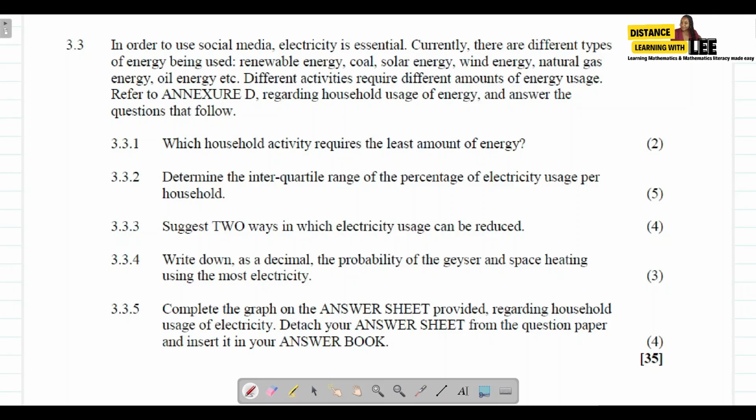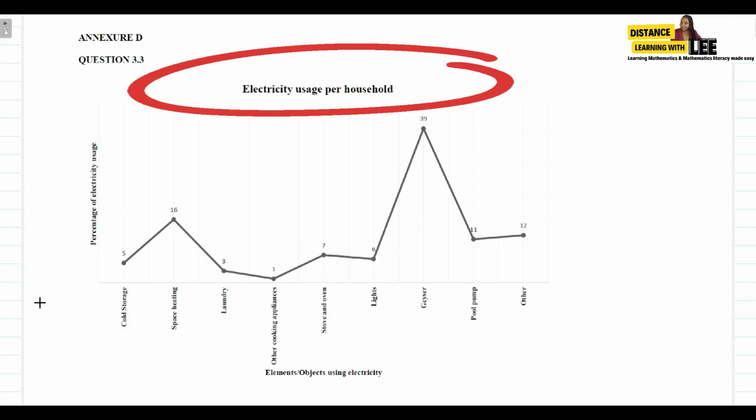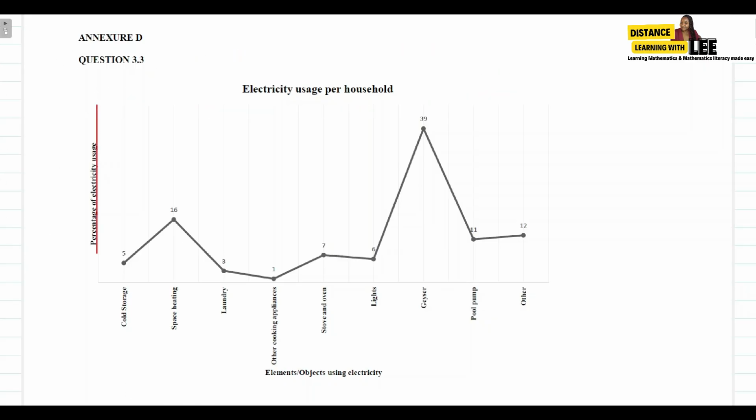Let's have a look at Annexure D. So this is our Annexure D, and it has a line graph that represents electricity usage per household, okay? On our y-axis we've got the percentage of electricity usage, and on our x-axis we've got the elements or the objects that are using electricity, okay?